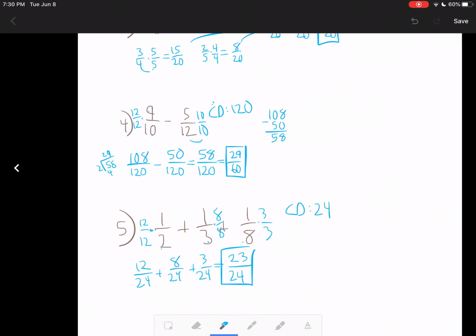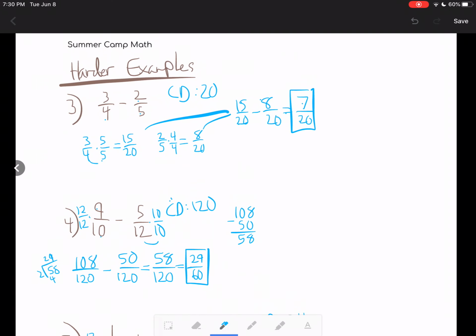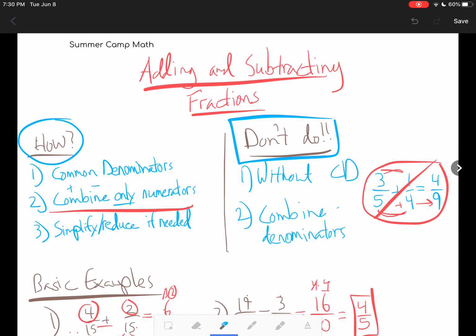So that's how we add and subtract fractions. Again, a couple of things I would love to stress: we have to have common denominators. Combine only the numerators, and then simplify or reduce at the end. And then please don't do the things I showed you how to do on this.